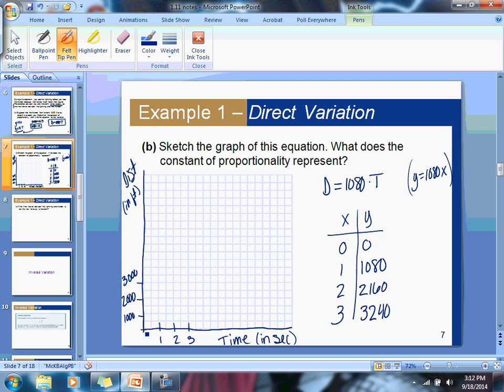So we have 0, 0, so I get to actually plot that point, my origin. And then at 1 second, I have about 1,080, so just over 1,000, just a little bit past it. At 2 seconds, I have 2,160, so again, we're going to estimate just a little bit. And at 3 seconds, we have 3,240, so I'm going to go past the 3,000 just a little bit. Okay, and then I would connect those points.